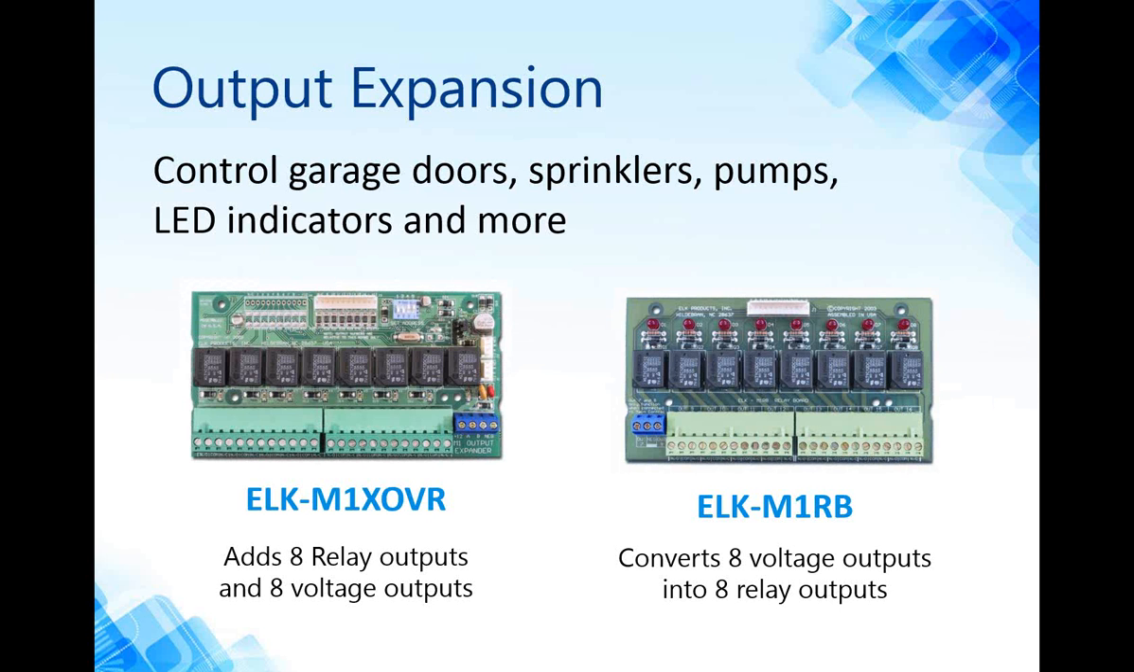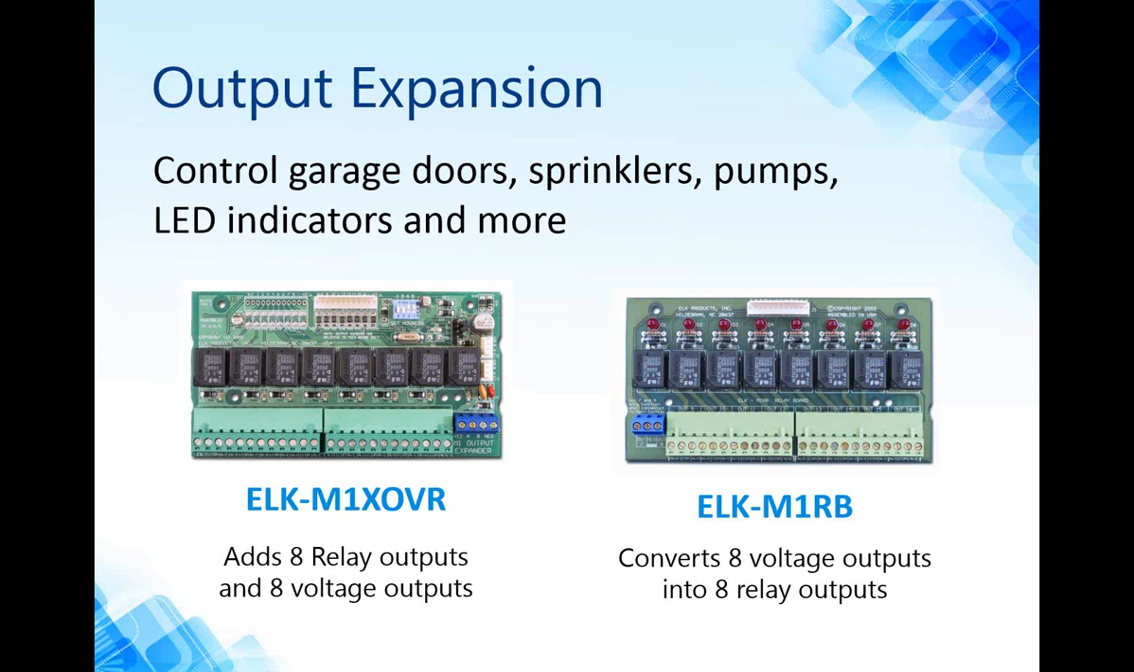Now, if you need additional relays or outputs, we offer an output expansion board, the ELK M1X-OVR, and that can be used to control garage doors or sprinklers or pumps. These outputs are rated for up to 120 volt AC at approximately 8 amps. Now, on the M1X-OVR, you have 8 physical general purpose Form C relays and then 8 low voltage outputs.